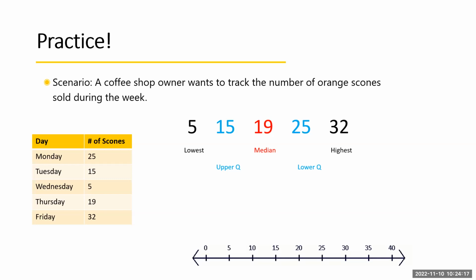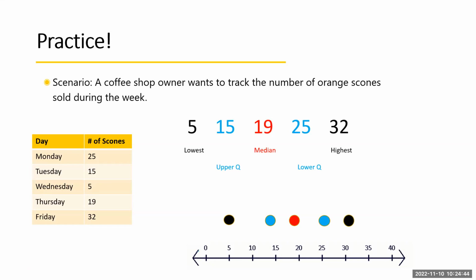a line. So here we go. We're going to put the lowest there, the highest there at about 32. We've got that lower, sorry about that, quartile right there at 15. It should be directly over 15. And then the higher one is 25. And then the median is there in the middle.